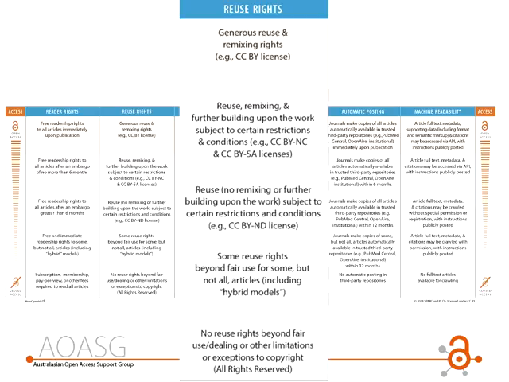So for example, if you look at the reuse rights, going from the top, you have the most open, which is generous reuse and remixing rights, the Creative Commons Attribution license that I showed you earlier, and it goes down right to the bottom to no reuse rights beyond fair use, which is essentially the all rights reserved that you see on traditional subscription journal publishing.